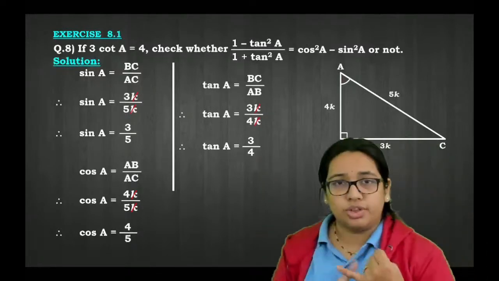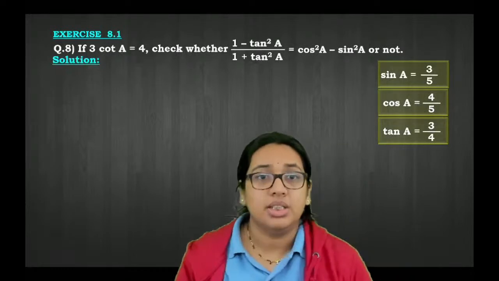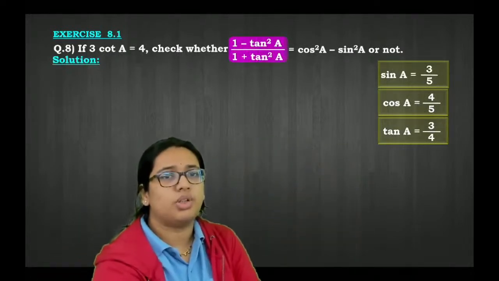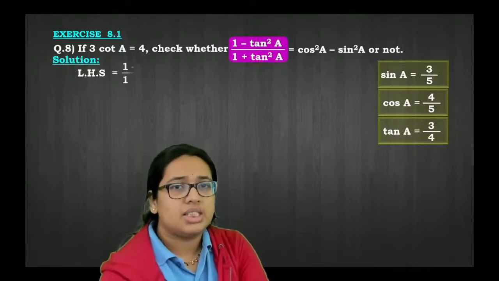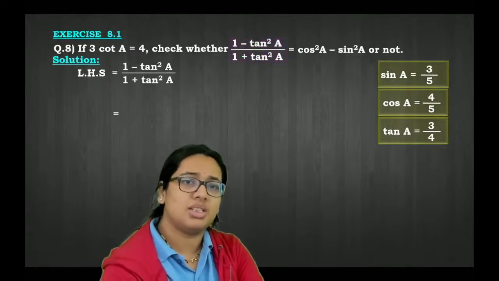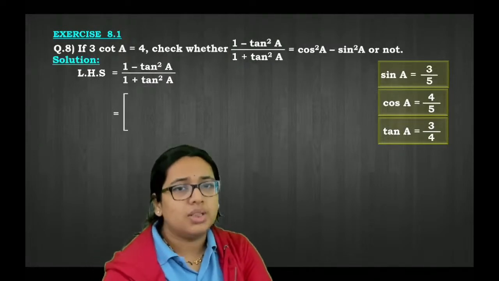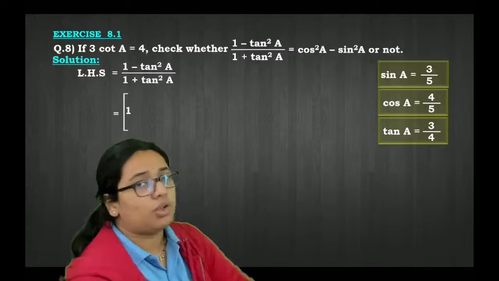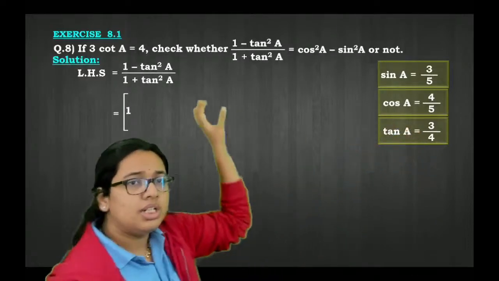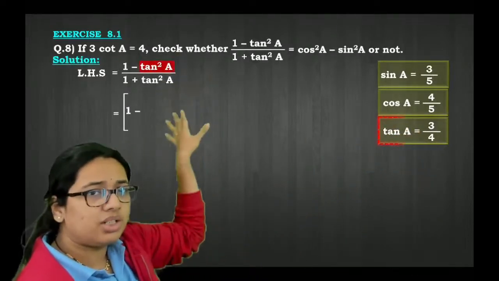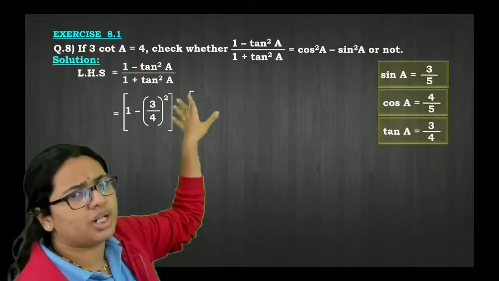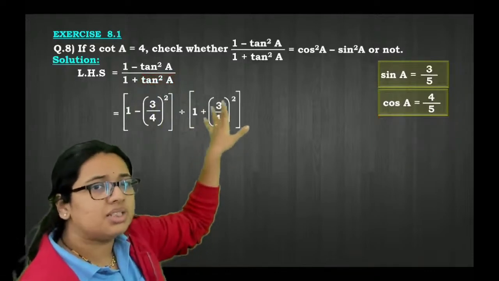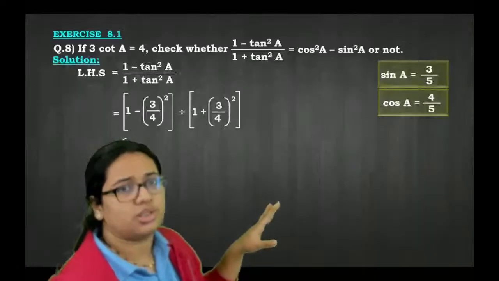Now we have the values for sin, cos and tan. जो भी required part आपको check करना था, we'll just go through it. First of all, we'll just consider LHS. LHS is given as 1 minus tan square A upon 1 plus tan square A, right? But we know the value of tan A is 3 upon 4. So what will be value of tan square, which is nothing but 3 upon 4 whole bracket square, divided by 1 plus tan square. So 1 plus 3 upon 4 whole bracket square. Sorry.